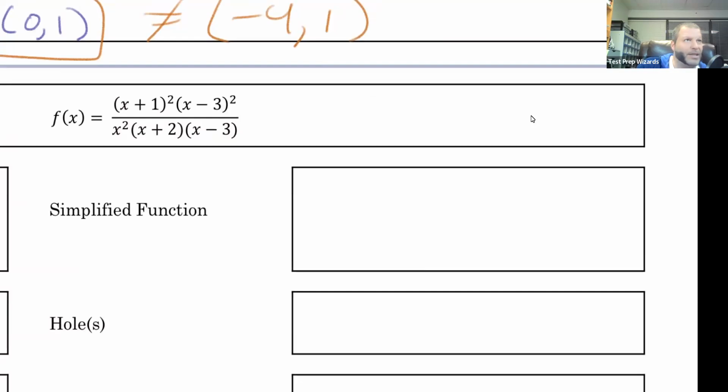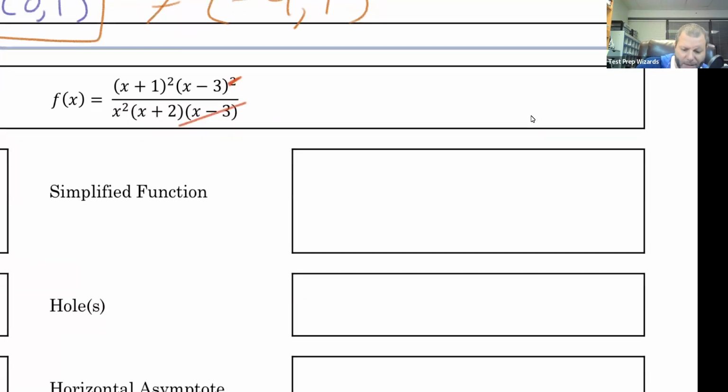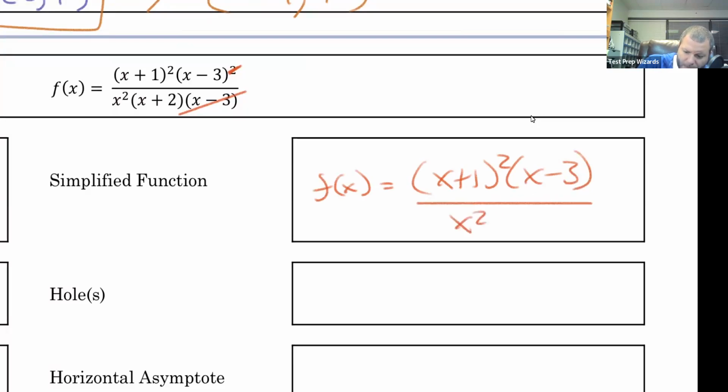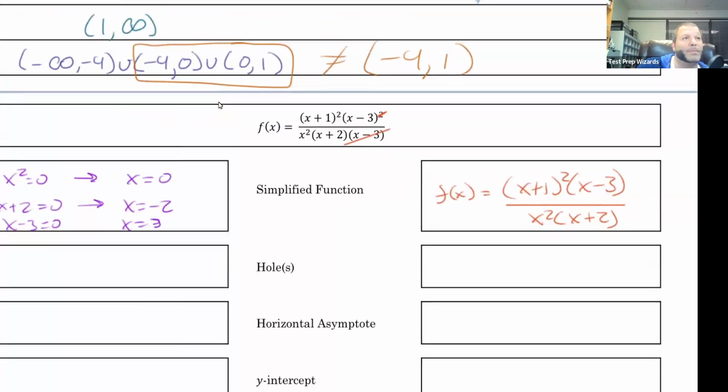So here's an interesting thing that happens. If I look at this x minus 3, it cancels with only one of those x minus 3s. So we could rewrite our function as (x plus 1) squared times (x minus 3), all over x squared times (x plus 2). Notice that my factor of x minus 3 in the denominator canceled completely out.